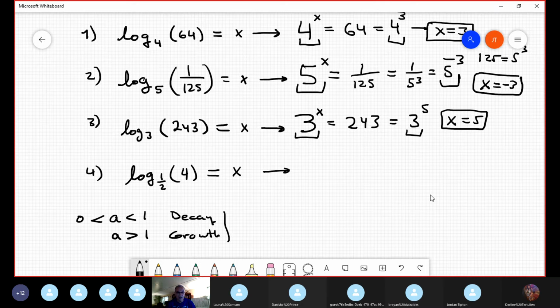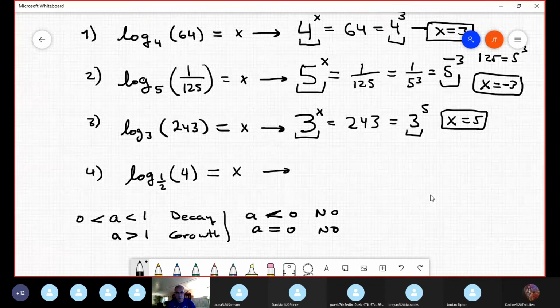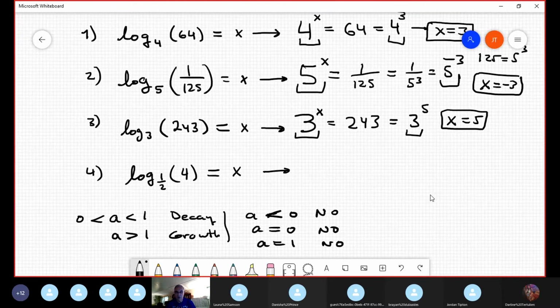The restriction is only the base, no negative. No negative, so less than 0, impossible. And the base 0, no. And the base 1, no. The rest is okay. Okay, look.